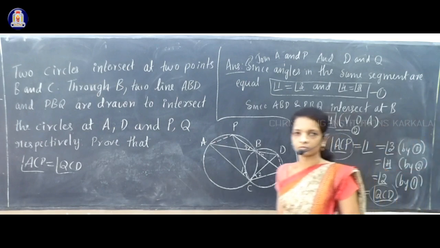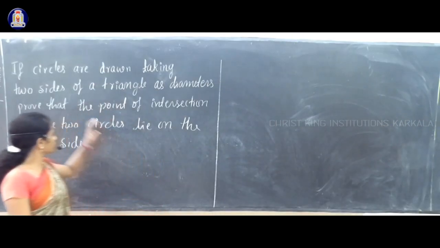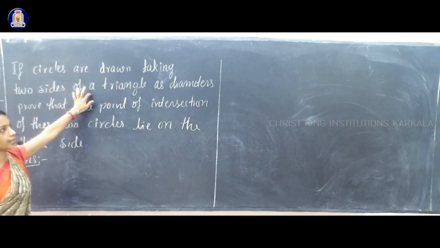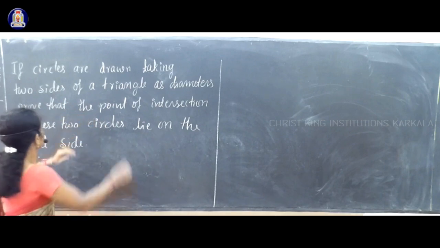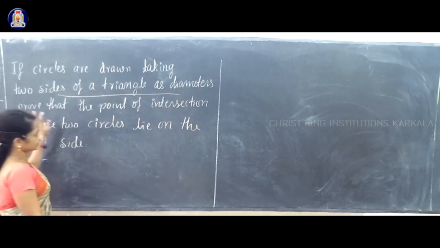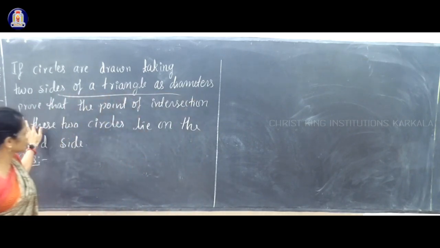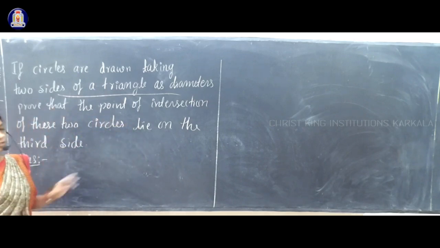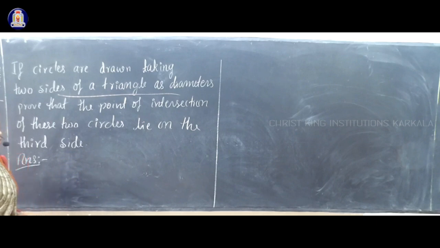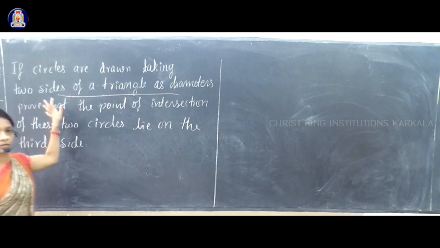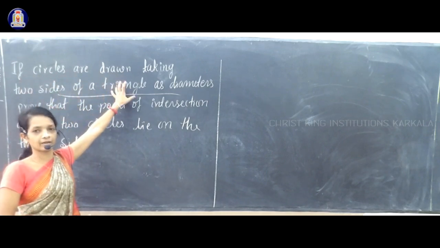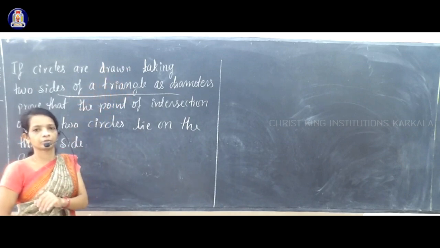Okay, thank you. Next problem is: if circles are drawn taking two sides of a triangle as diameters, then you have to prove that the point of intersection of these two circles lies on the third side. So here a figure is not given to you. You have to draw one rough figure. How do you have to draw the figure? You have to draw two circles so that two sides of a triangle are diameters of those two circles.